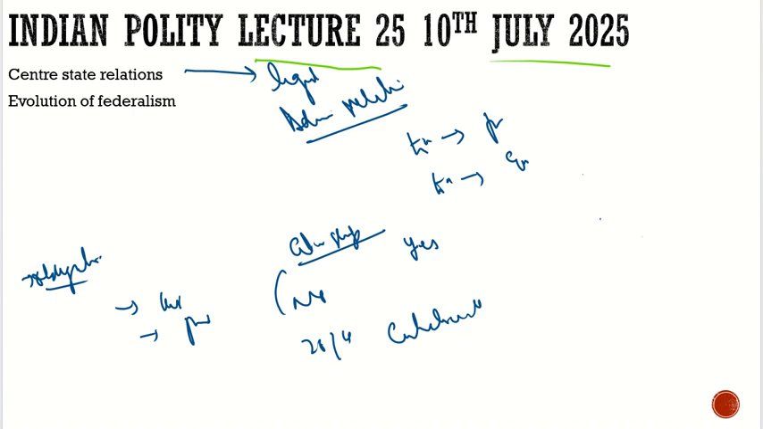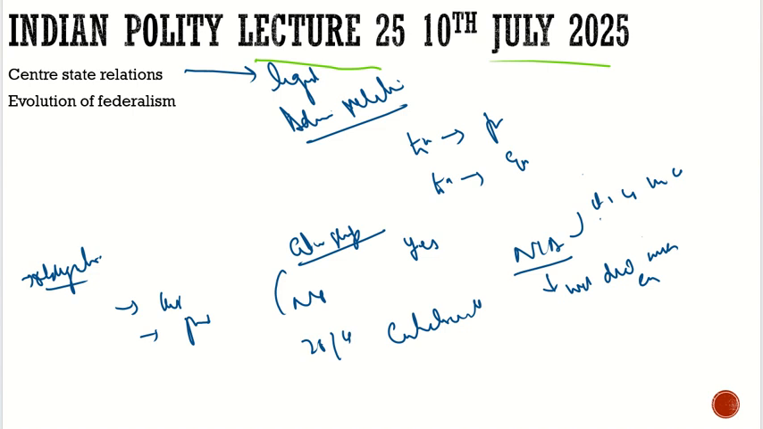The center decided that we will bring up the agency NIA, and this NIA will deal with all terrorism related cases. It is the central agency. And also we have the police at the state level. They can also deal with terrorism related cases.